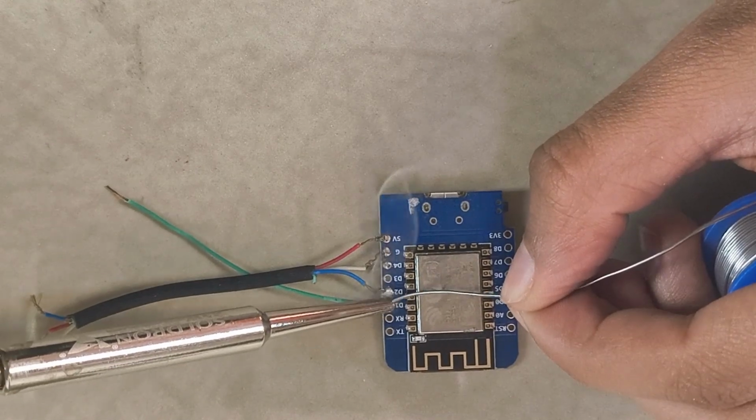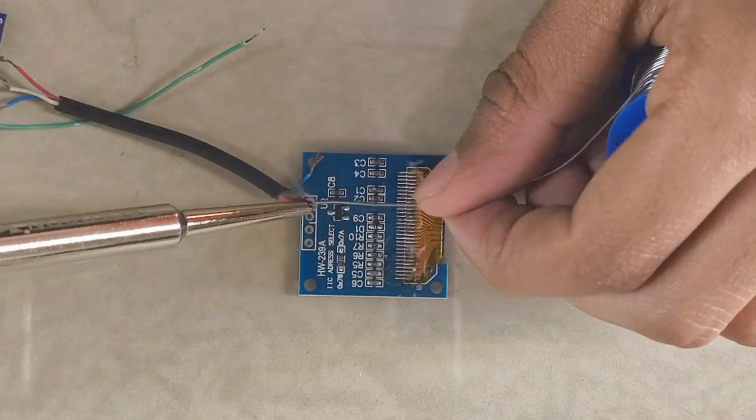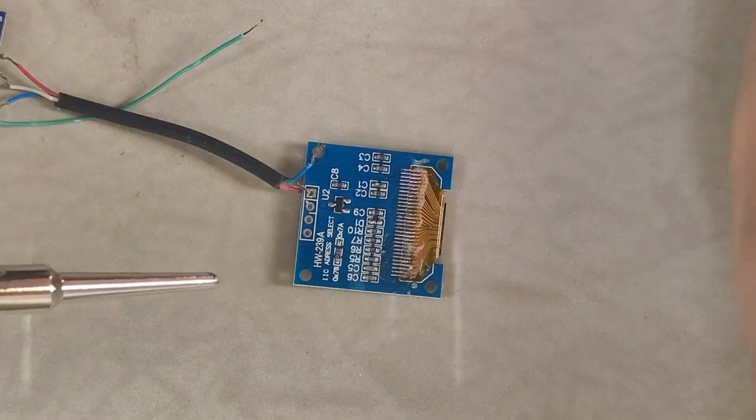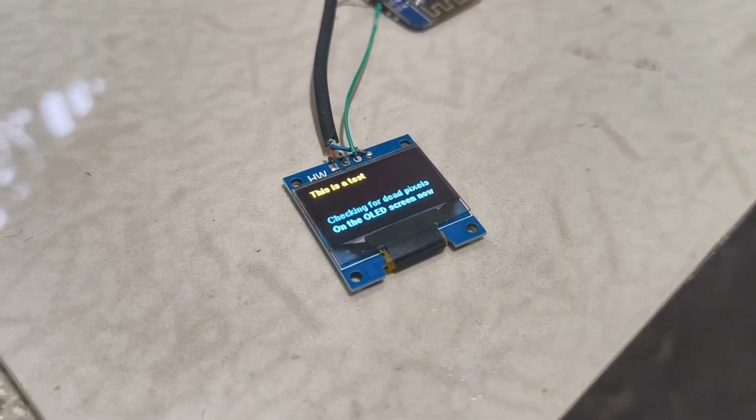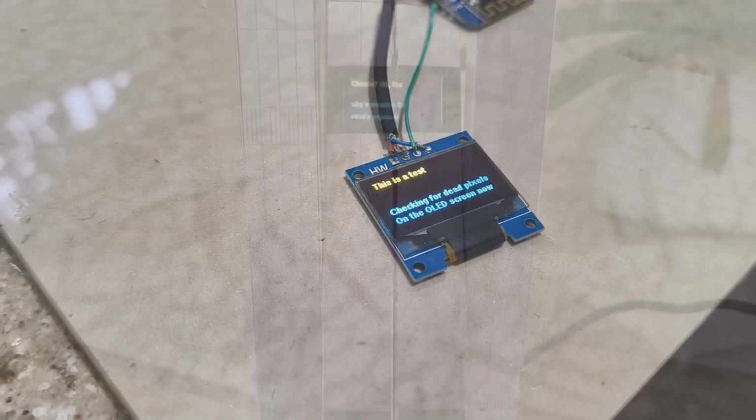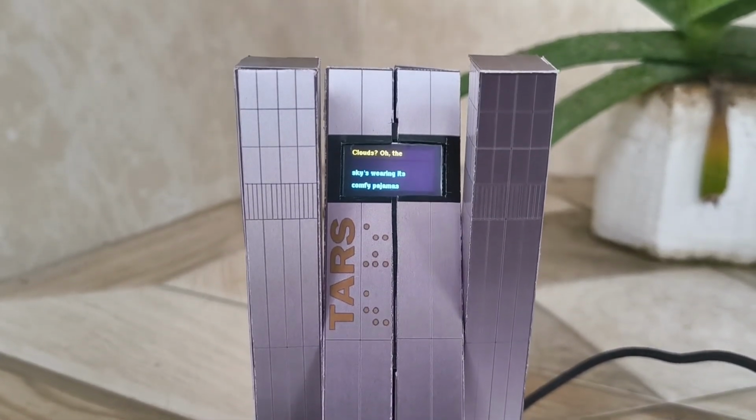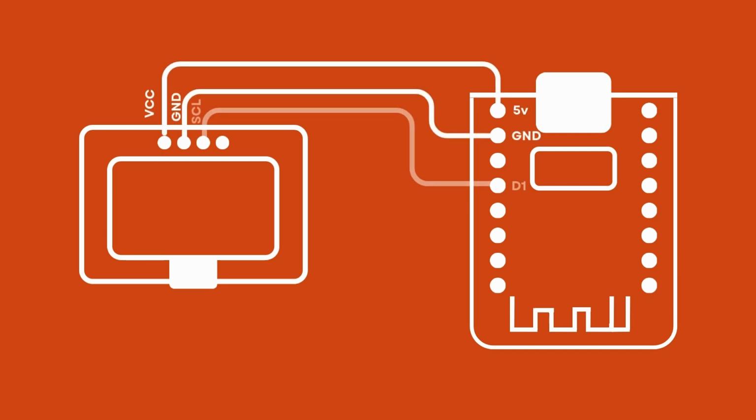Alright, now it's time to solder some wires to our D1 mini and the OLED display. I'm using a dual color display where the top few rows of pixels are yellow and the rest are blue. I thought it would give a unique look. Here's how we'll make the connections. VCC on the display goes to the 5V pin on the D1 mini. GND goes to GND, SCL goes to D1, SDA goes to D2.